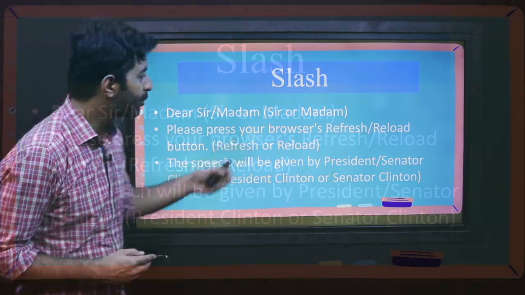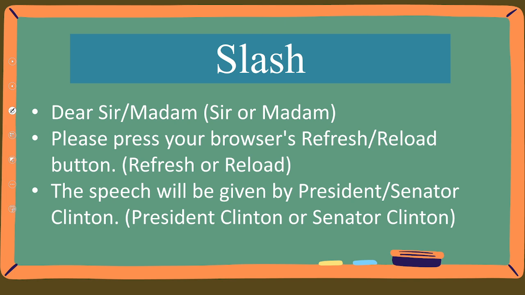Here are some more examples. If you're not sure about who you are addressing, you can say respected or dear sir or madam. Instead of writing "or" in your letter or in the text, you can use the forward slash. This means sir or madam. Please press your browser's refresh or reload button. Because refresh and reload are kind of the same kind of button, and they are performing these two functions or either one of them. So we can say refresh/reload.